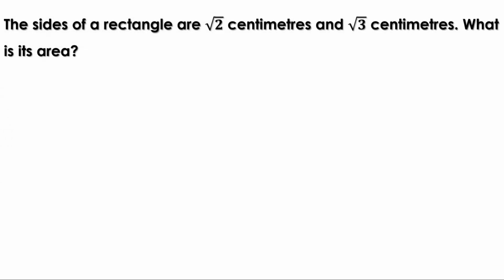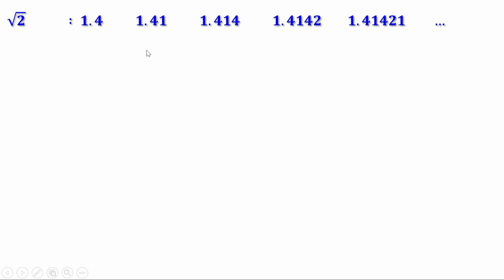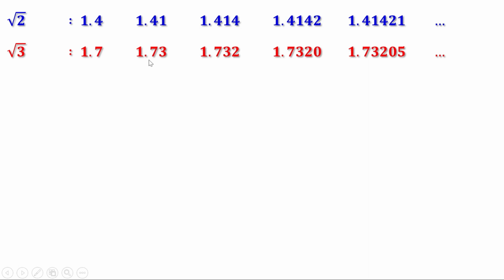The sides of a rectangle are root 2 centimeters and root 3 centimeters. What is its area? We know area equal to length into breadth. Therefore, area equal to root 2 into root 3. Let us find the approximate value of this. We know root 2 is approximately 1.4 or 1.41 or 1.414 or 1.4142, etc. Similarly, root 3 is approximately equal to 1.7 or 1.73 or 1.732 or 1.7320, etc.